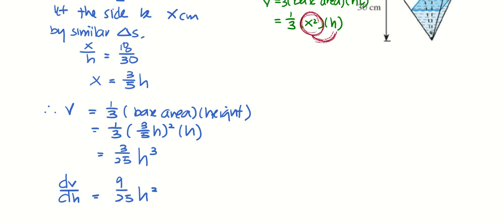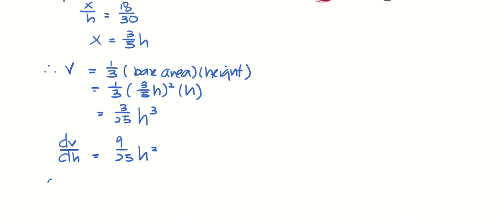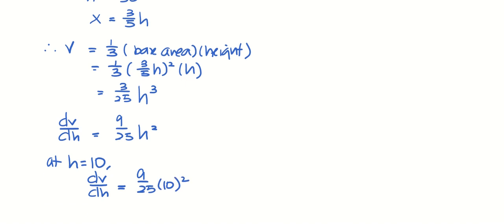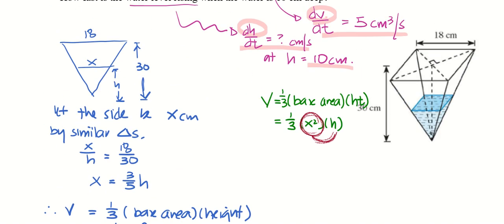Bring down 3. Again, I'm looking at a specific value for dV dh, at h equals to 10. So at h equals to 10, my dV over dh will thus give me 9 over 25 times 10 square. Good number, 36. So that being said, you have dV dh. To the front, you have dV dt. Can I find my dh dt?